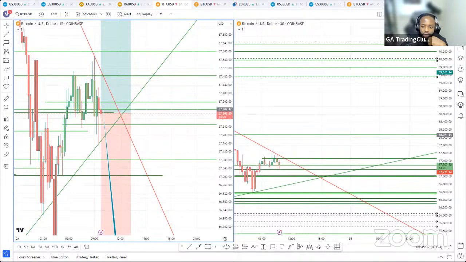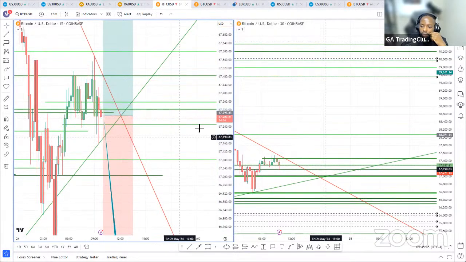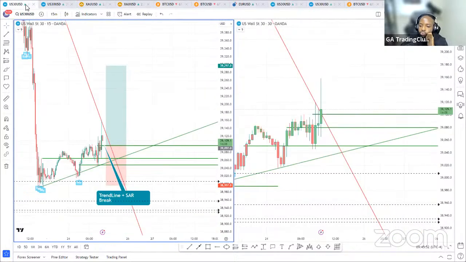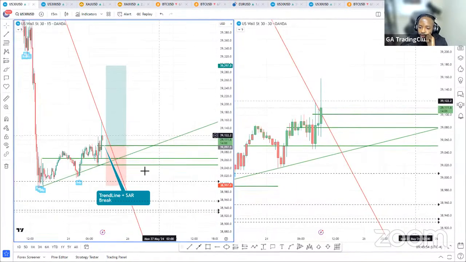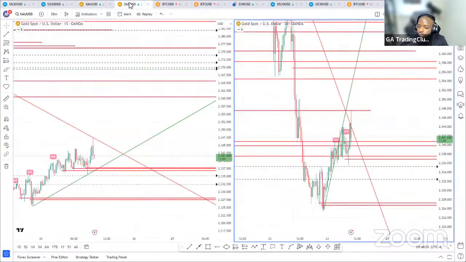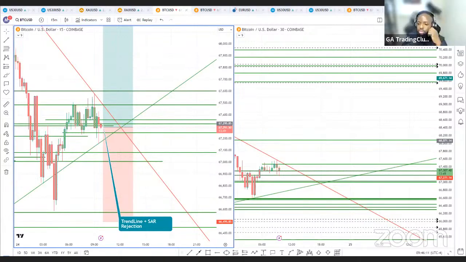So still not in, still waiting. Let's wait. Let's see what happened for US 30. US 30, so this is not a break because the trend line automatically adjusted. So nothing for US 30 as we are waiting for, nothing for gold. So only this BTC trade right here. So I need a crossover buy to form, and we might be getting it soon, so I'm still waiting.